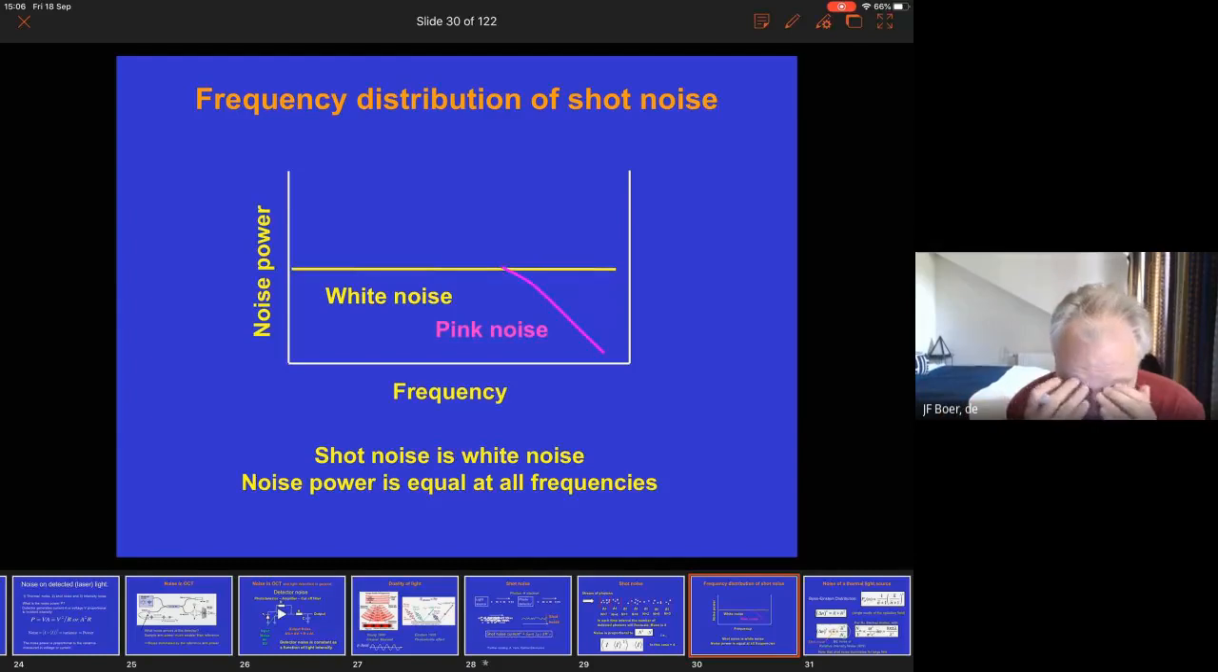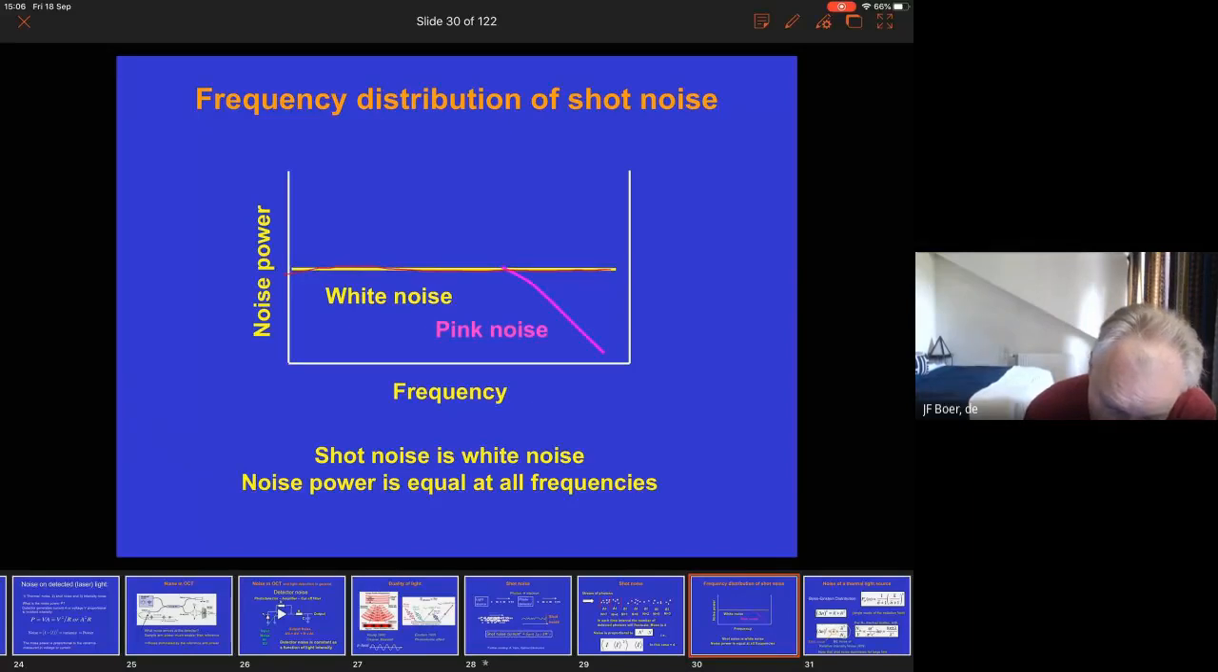So I can take a detector and I can filter out all high frequencies. Then my noise will be a certain amount. I can also look at the noise in a high frequency band, let's say between 10 kilohertz and 100 kilohertz. So the question then is, what is the fundamental property of shot noise? And it turns out that noise is equal regardless of the frequency. We call that a white noise distribution. The noise power in any frequency is equal. And that's, of course, also a very fundamental property.